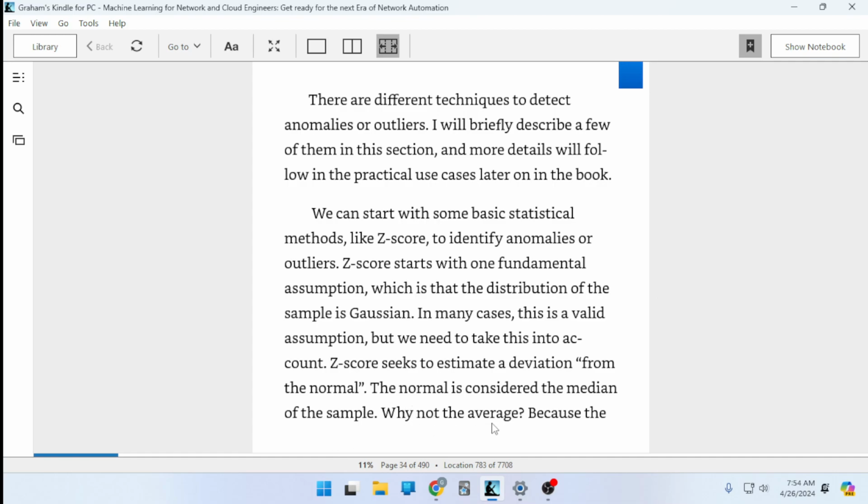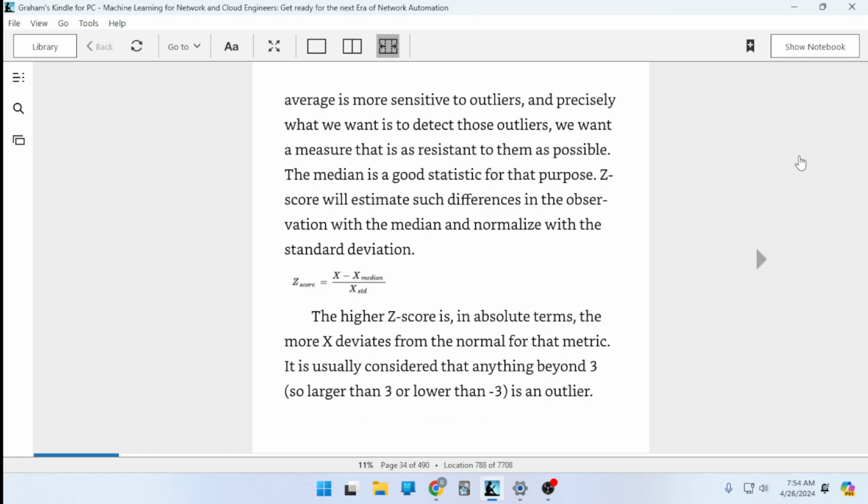Why not the average? Because it can be skewed. Because the average is more sensitive to outliers. And precisely what we want is to detect those outliers. We want a measure that is as resistant to them as possible. The median is a good statistic for that purpose. Z-score will estimate such differences in the observation with the median and normalize with the standard deviation.